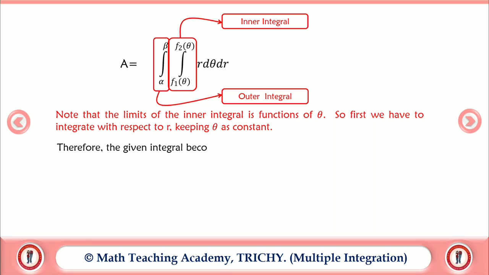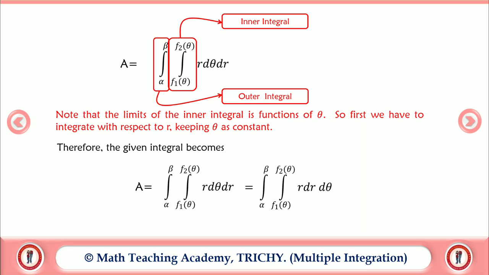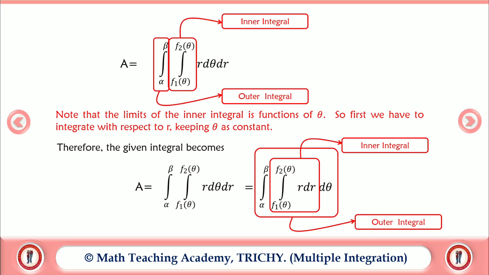Therefore, the required integral becomes A is equal to integral over alpha to beta, integral f1 of theta to f2 of theta, r d theta dr, becomes integral over alpha to beta, integral over f1 of theta to f2 of theta, r dr d theta. Here the limit of the innermost integral is in terms of theta. That is why first we have to integrate with respect to r. That is why here we have changed the order as dr d theta. This is the inner integral. This is the outer integral.